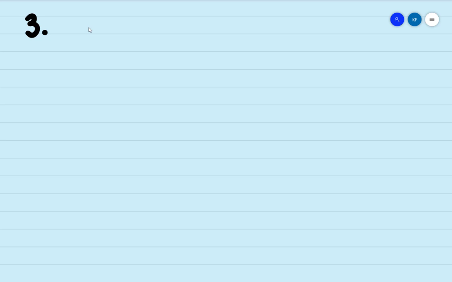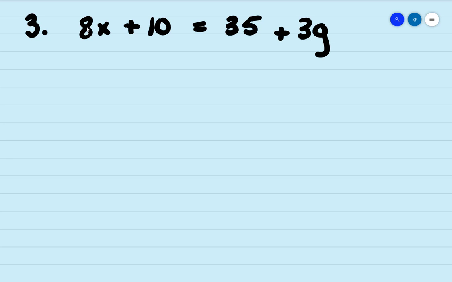Okay, number 3. 8x, and this is where you should start getting the hang of what we're doing. Like, you should start understanding what we're doing. Okay, so hopefully at this point you see the equal sign and you want to combine like terms. No, I don't need to. But I do have x's on both sides of the equal sign.